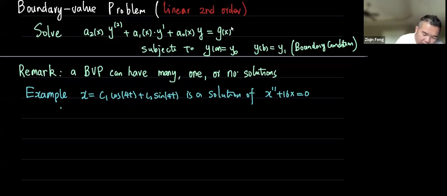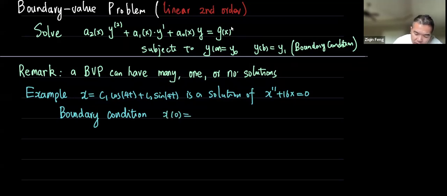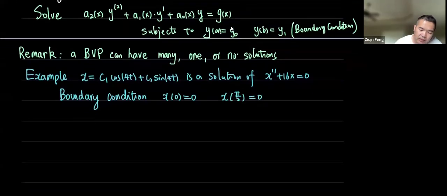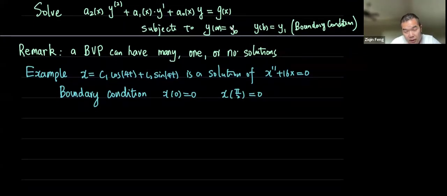So let's give a boundary condition here. Boundary condition means the condition is not limited to one point, right? We have x(0) equal to 0 and x(pi over 2) also equal to 0, right? So let's try to see what are the solutions of this boundary value problem. The differential equation is that, and the boundary condition is that, right?